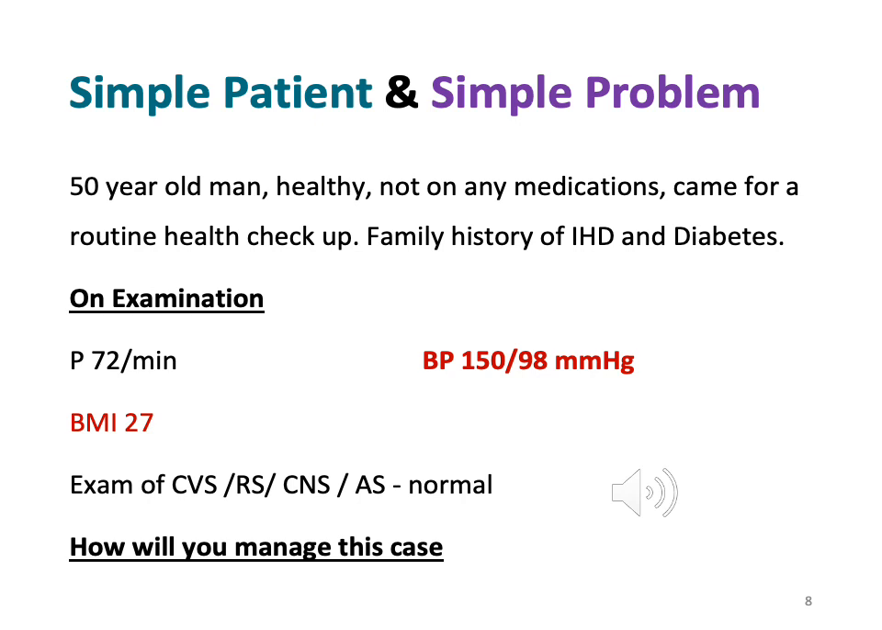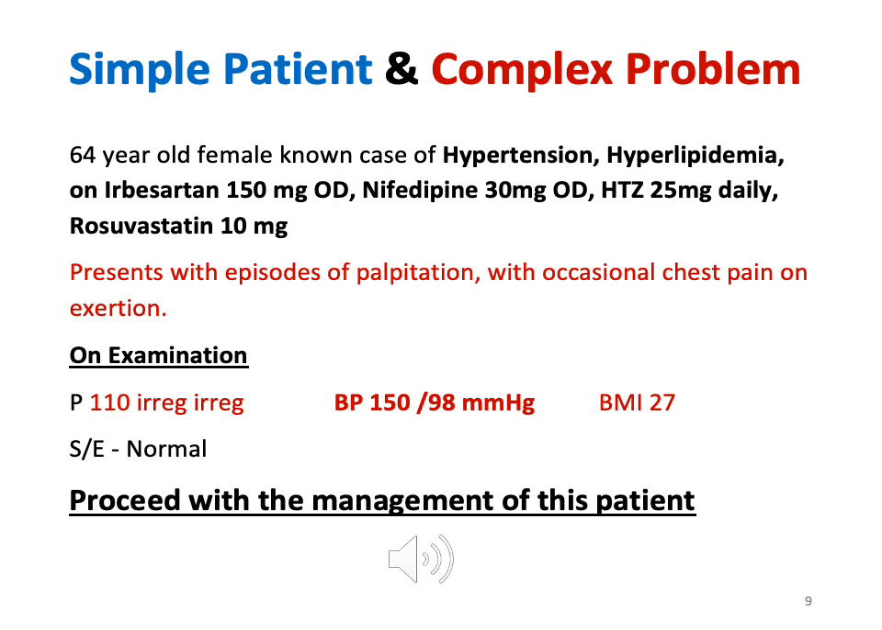Basically, he has two issues. One is blood pressure, second is BMI. You give the routine, what you do. So this is a simple case, simple problem. Next, at a higher level, we come to a simple patient and a complex problem.